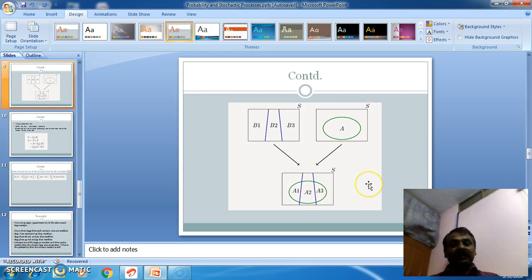We have a sample space in which we have 3 mutually exclusive events, B1, B2 and B3. We have an event A which is embracing all the 3 events, B1, B2 and B3. The part of A in B1 is called A1. The part of A in B2 is called A2. The part of A within B3 is called A3.